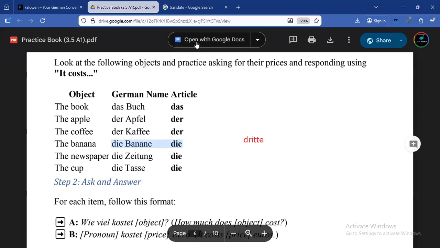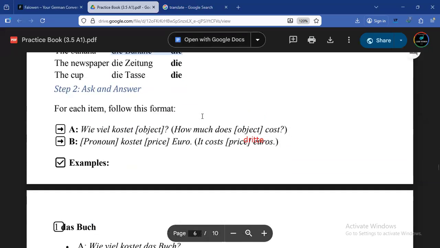The price of a banana. Wie viel kostet die Banane? The fill costed the banana. Correct. Now you want to say that it costs 20 euros. How will you say that in German? Sie kostet 20 Euro.